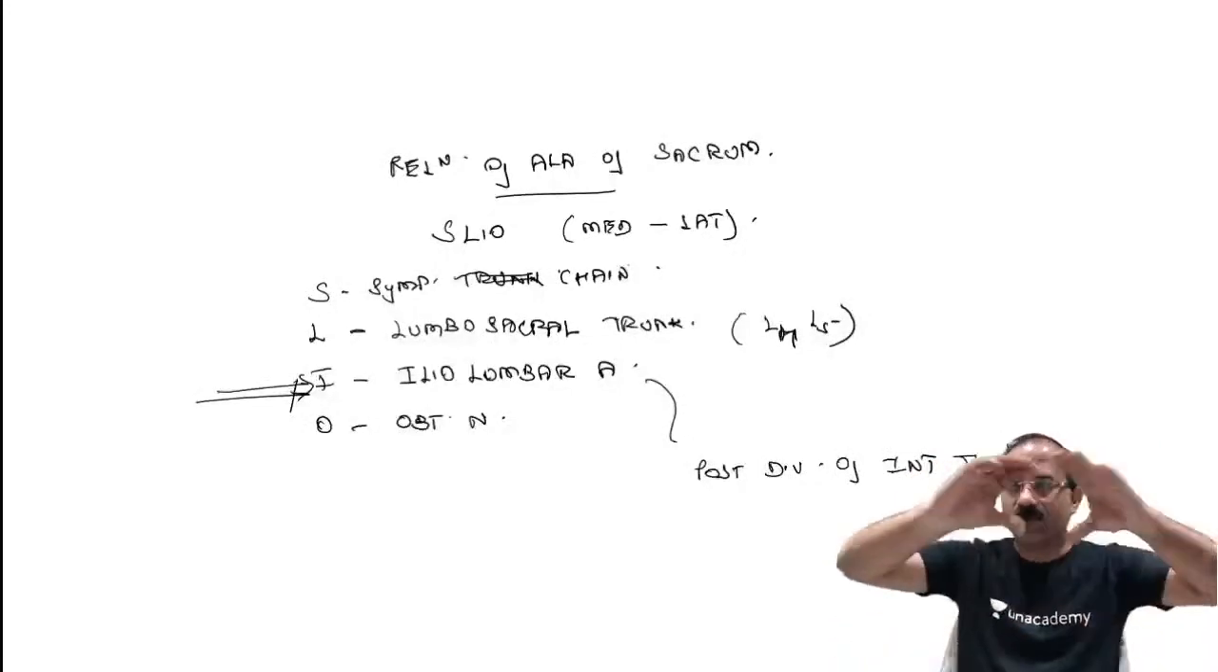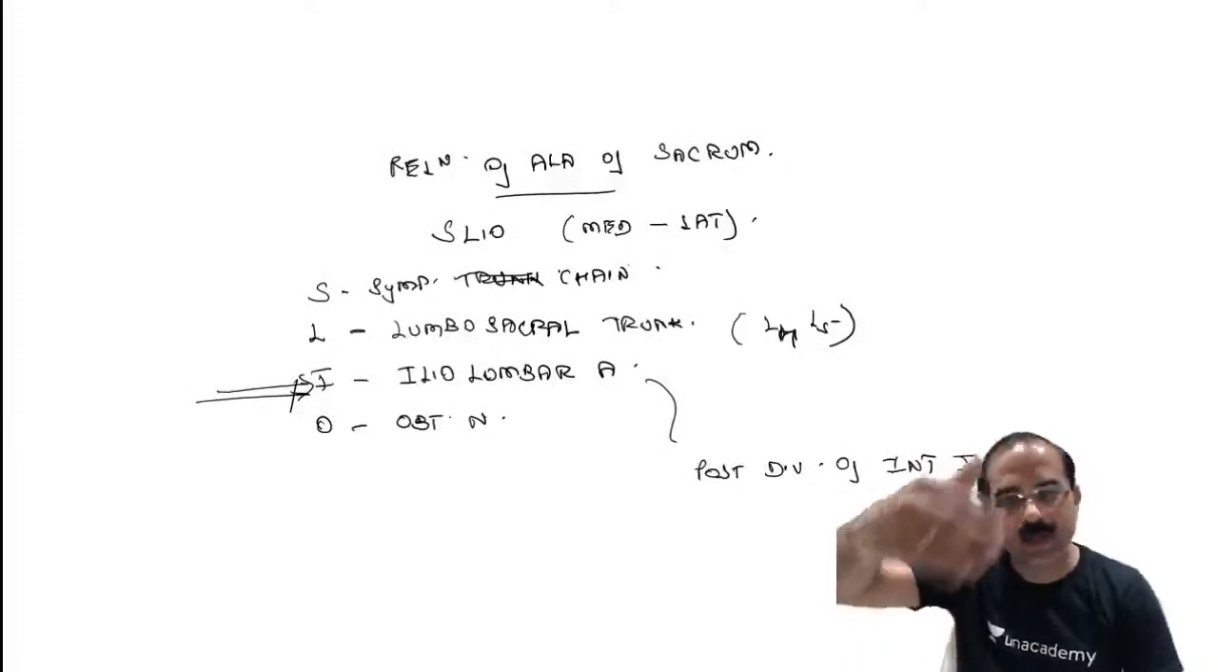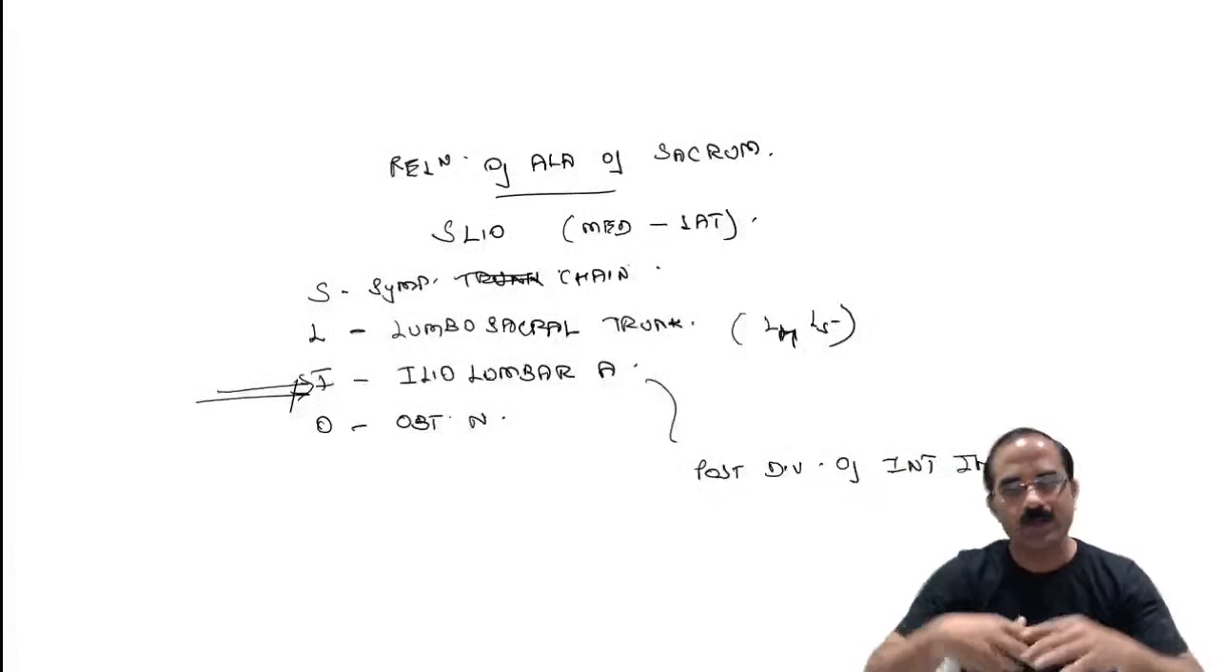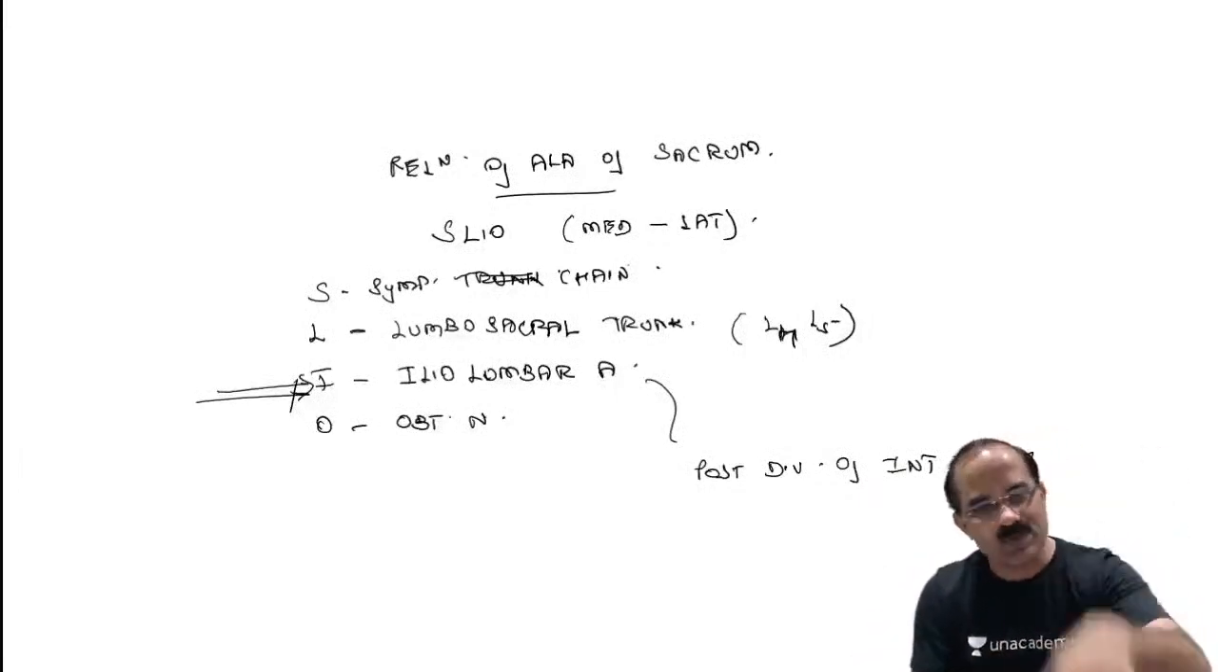L5. It is going to supply the L5 vertebrae. Now where is this artery? It's in the pelvis. Internal iliac, it's in the pelvis. So this is a branch of the internal iliac. So this has to be in the pelvis.